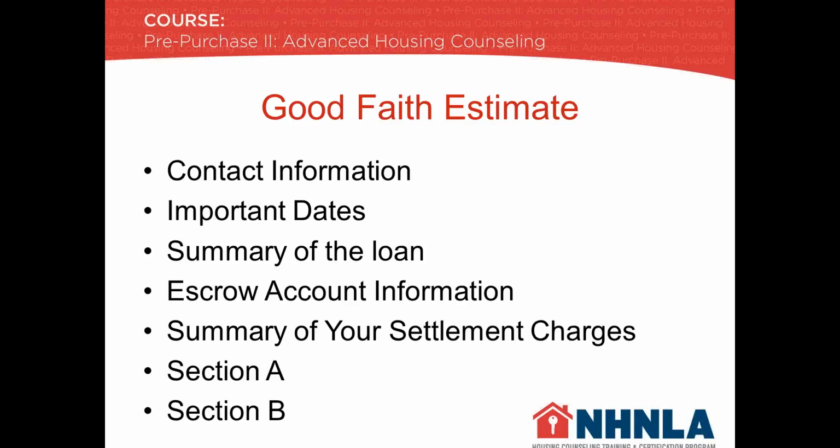The summary section, if you look at the summary of the settlement charges, it'll be broken down into Section A and Section B. So Section A is really just going to be a summary of the origination charges. So that's where they're going to be identified if they're paying any points, if they're paying an origination fee. That's going to be identified for them there.